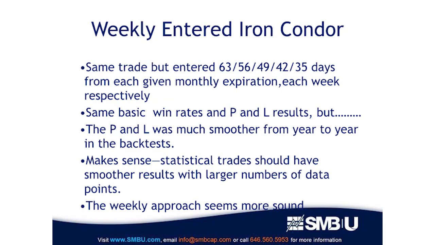So what's interesting is the same trader who developed this thought about trading it weekly instead of monthly. So he ran another back test, and he basically entered the trade 63 days away from the monthly expiration, then 56 days, 49 days, 42 days, and 35 days. And then, as soon as that month got less than 35 days, he moved into the next monthly expiration. So he was putting the trade on every week, which meant you'd have overlapping trades throughout the year.